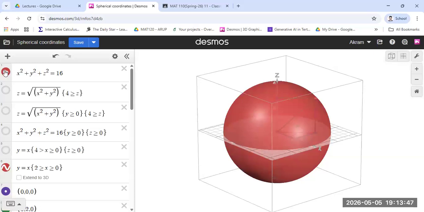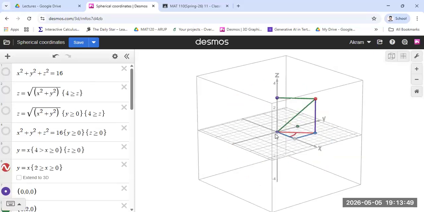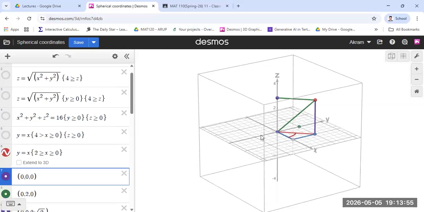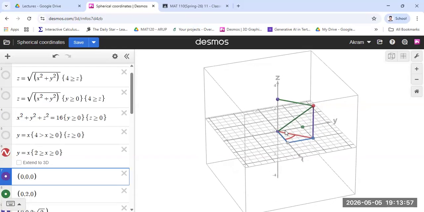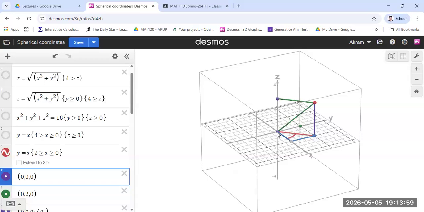So that's why the radius of this sphere in this case is 4, and that 4 quantity basically means the straight distance from the origin, this purple color point, to the red color point. This is called the rho quantity. So for our spherical coordinate system, rho is the distance from the origin to that point, in this case the red colored point.